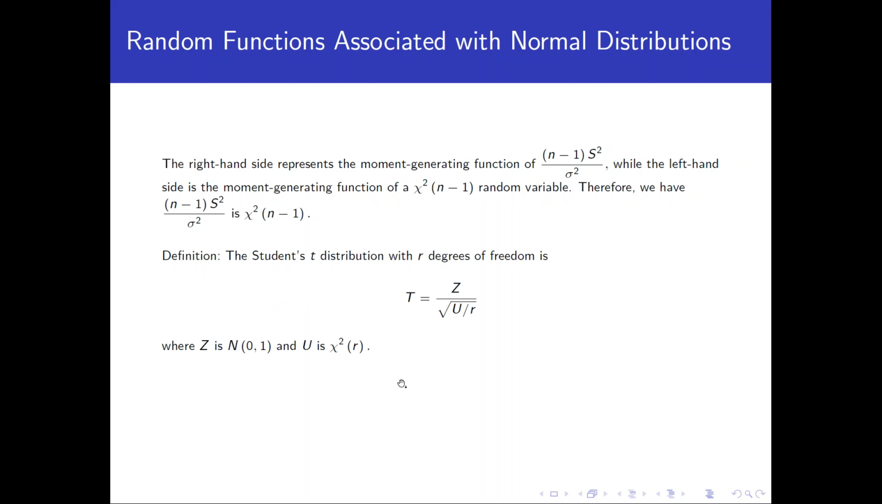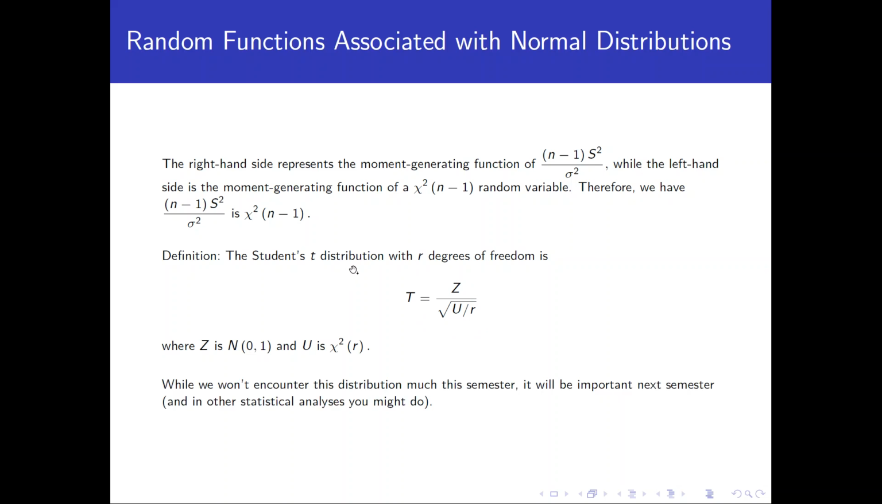All right, one definition here that will pop up next semester, but we're not going to do much with this semester, is what's referred to as the Student t distribution with r degrees of freedom. So it looks like a standard normal random variable on top, and a chi-squared of r degrees of freedom on bottom, divided by its degrees of freedom. When you see this, you get a t distribution, and it's going to pop up next semester in certain statistical analyses you do in the future.